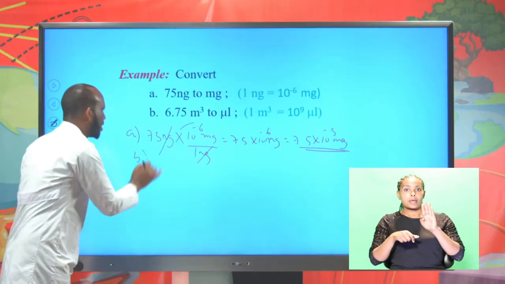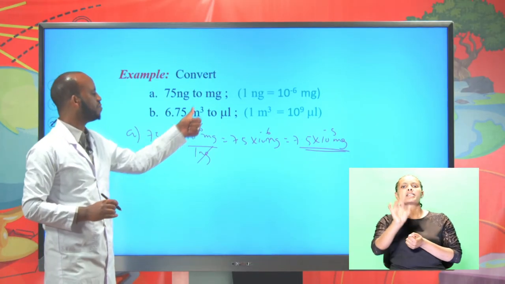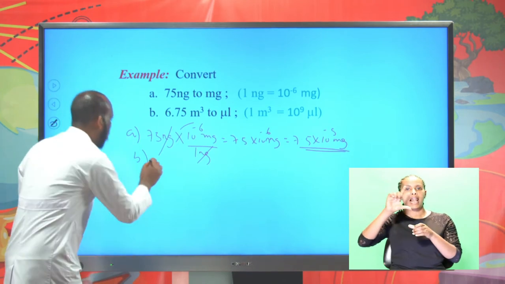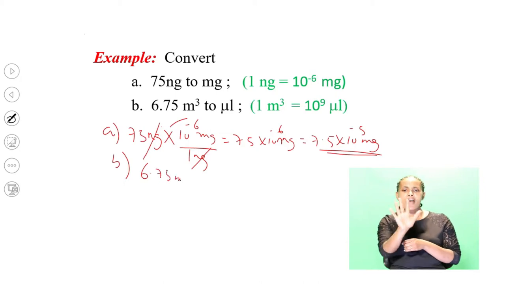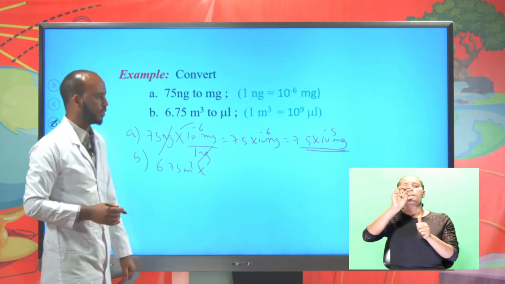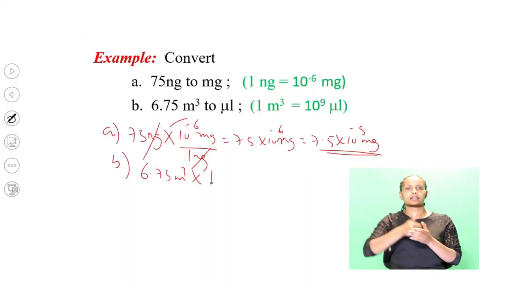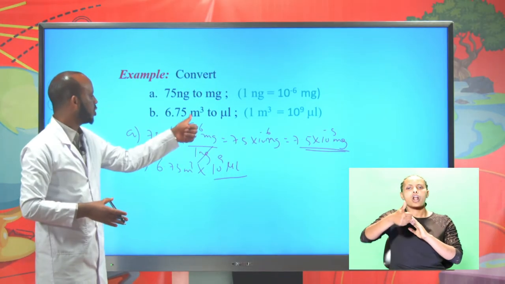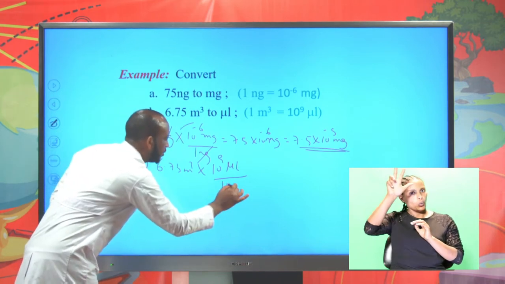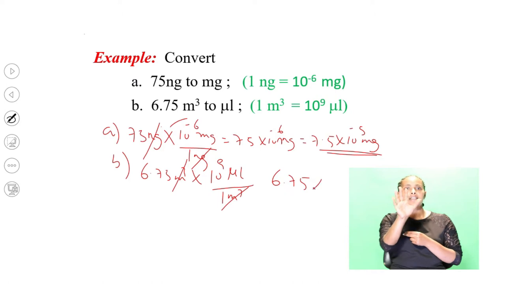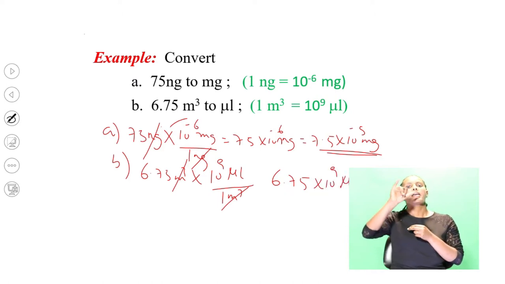B, convert 6.75 meter cube to microliter. 6.75 meter cube times unit of desired quantity, which is microliter, 10^9 microliter divided by unit of original quantity, which is meter cube, 1 meter cube. Meter cube will be cancelled by meter cube. Now this is the same as 6.75 times 10 raised to 9 microliter.